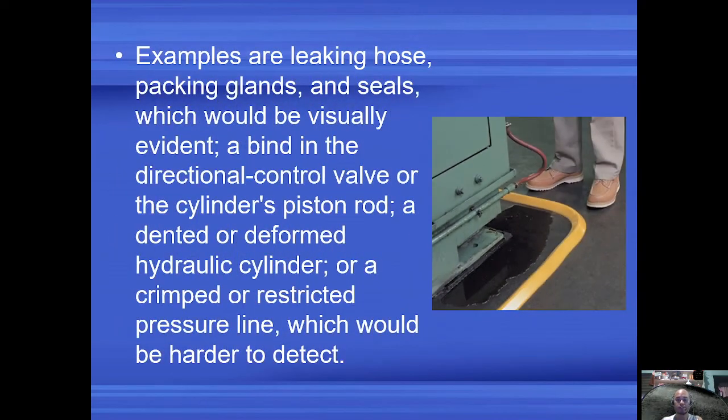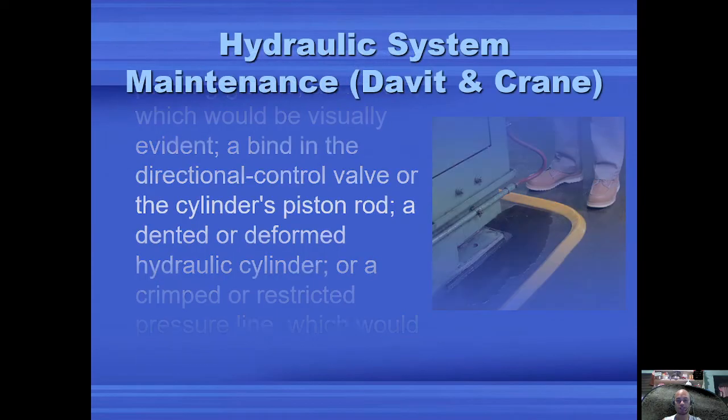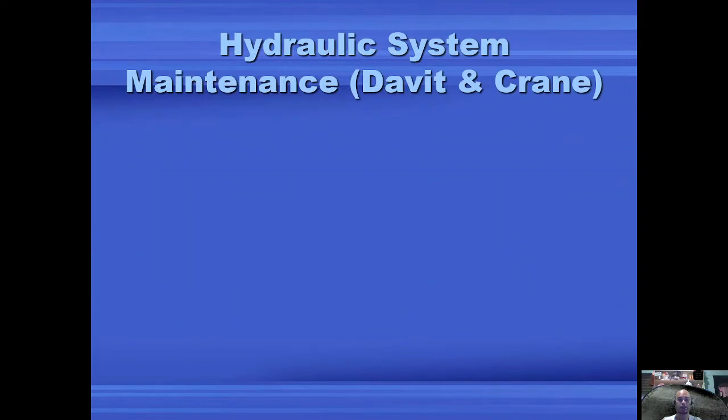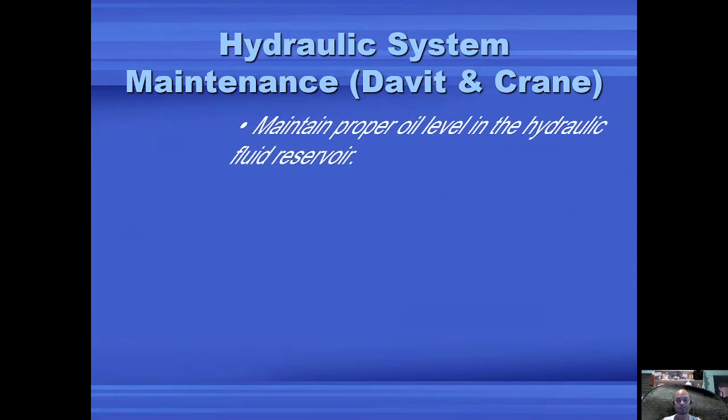Examples are leaking hoses and seals, which would be visually evident. A bind in the directional control valve or the cylinder's piston rod, a dented or deformed hydraulic cylinder, or a crimped or restricted pressure line would be harder to detect. So be vigilant. Okay, hydraulic system maintenance for davit and crane.